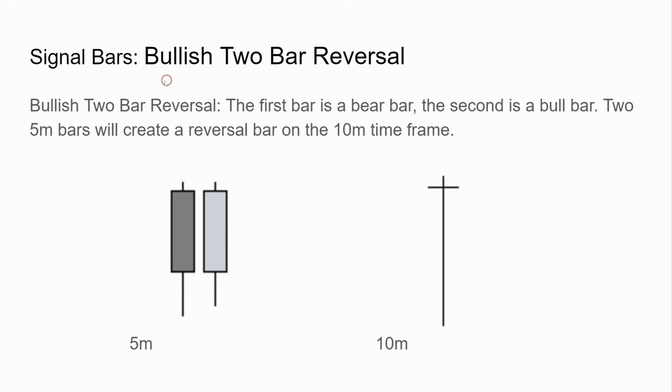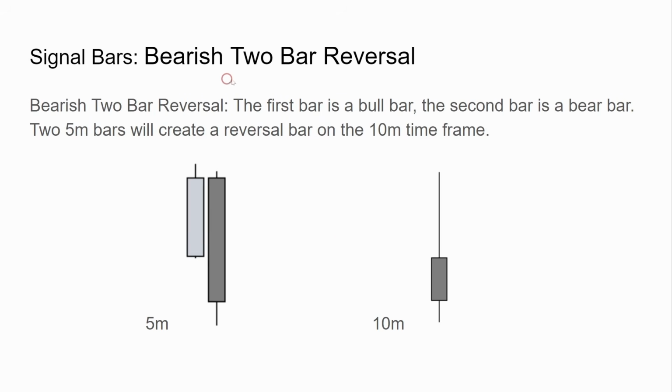Here's a signal bar. Signal bar is bullish 2-bar reversal. The first bar is a bear bar and the second bar is a bull bar. Two 5-minute bars will create a reversal bar on the 10-minute time frame. Here's the first bear bar. They try and go down, and then bulls buy up the bear bar and reverse right back to the highs. And on the 10-minute time frame, this looks like a reversal pattern. With the right context, this could be a good trade. With bad context, you could be buying the highs and shorting lows.